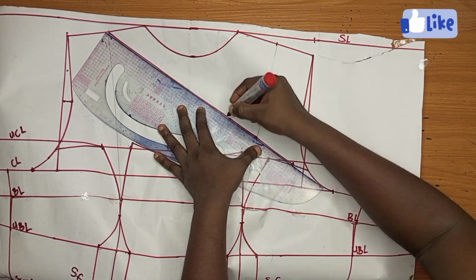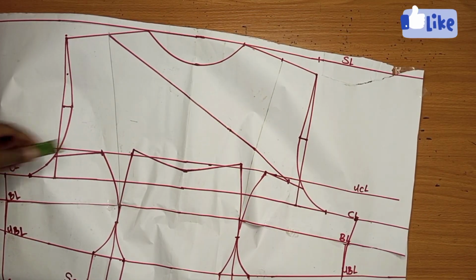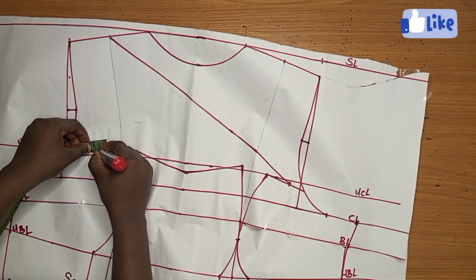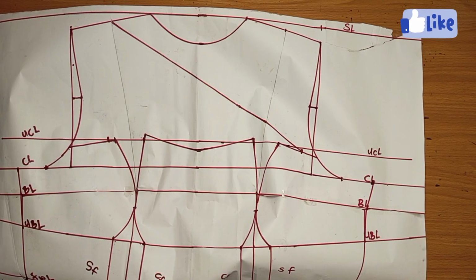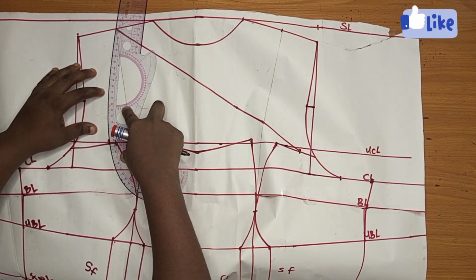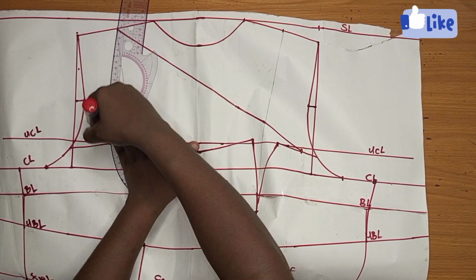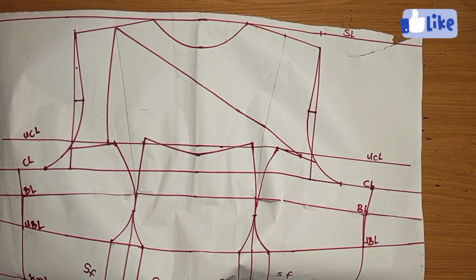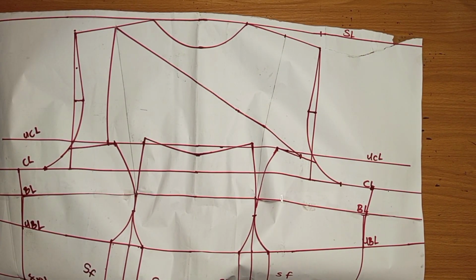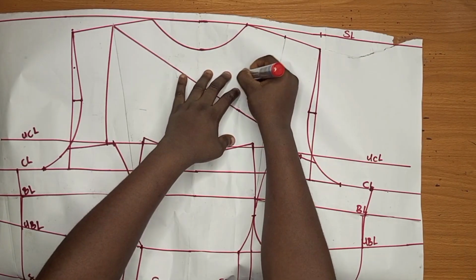Now after doing that, on the other side of the dress, from this part here, I will go in by 1/2 of an inch, and then I will use my curve to connect it to the same point that I have my shoulder dart, like so. Now this is for my front yoke.